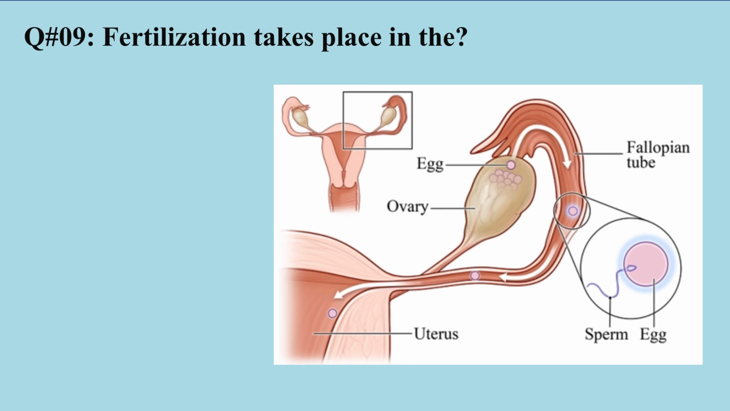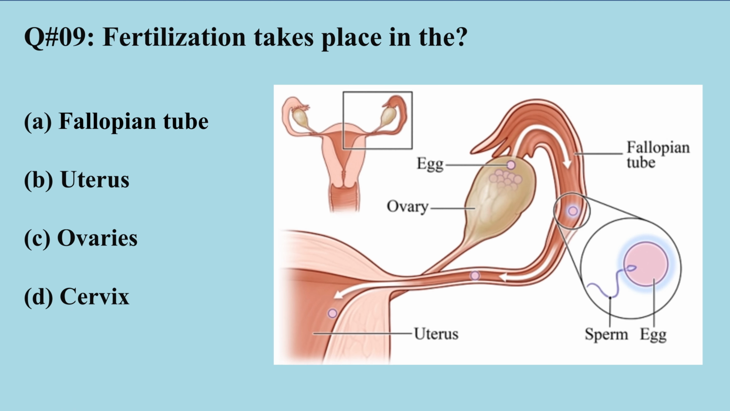Question number 9. Where does fertilization take place in females? A. Fallopian tube, B. Uterus, C. Ovaries, D. Cervix. So the right option is option A, fallopian tube. This is a very critical question, as most people do not know where fertilization actually takes place. Fertilization takes place in the fallopian tubes. As you can see here, the egg is produced by the ovaries, and the mature egg is caught by the fallopian tube. There, when the egg finds the sperm, it gets fertilized and forms the zygote, and then this zygote travels down to the uterus and gets implanted into the endometrium.